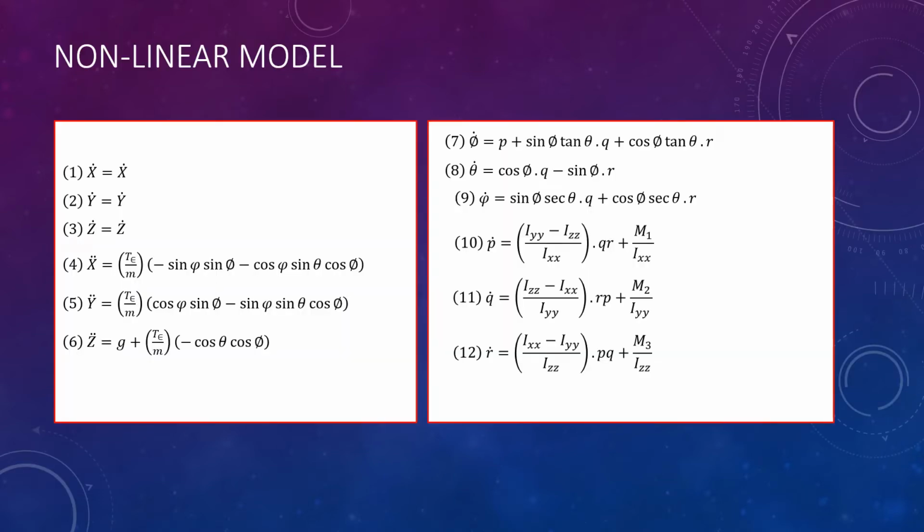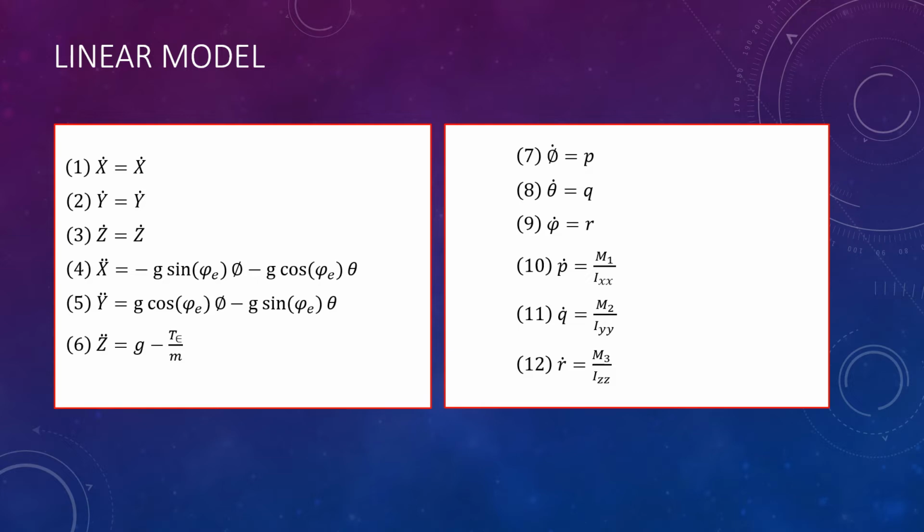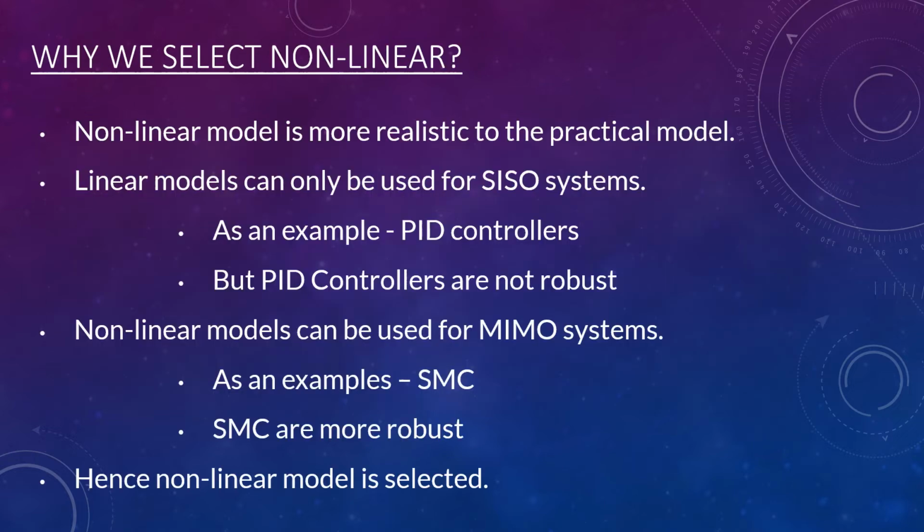Here come the 12 nonlinear equations that we have derived for quadcopter dynamics. And this shows the simplified version of those nonlinear equations using Taylor expansion. Comparing those two models, we have chosen the nonlinear model because it represents the quadcopter more closely and gives us the flexibility to work with multi-input, multi-output systems.